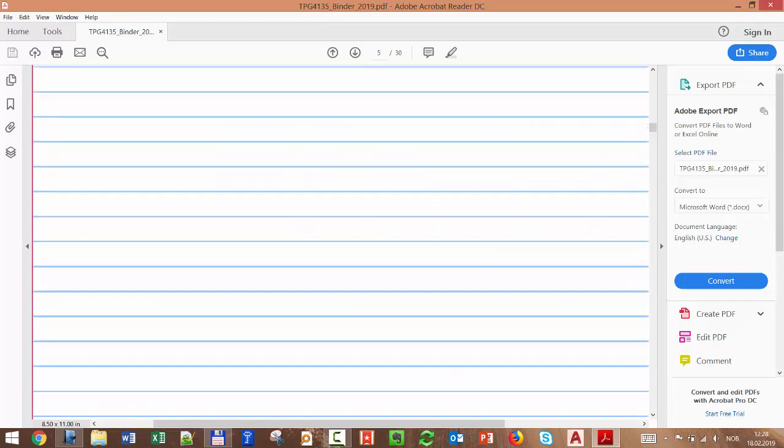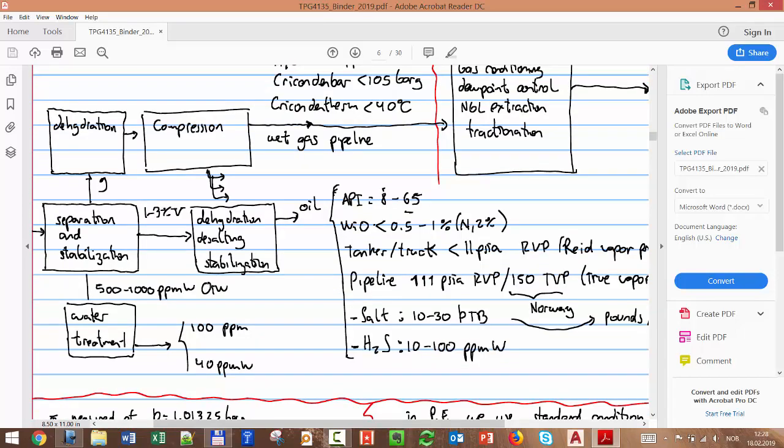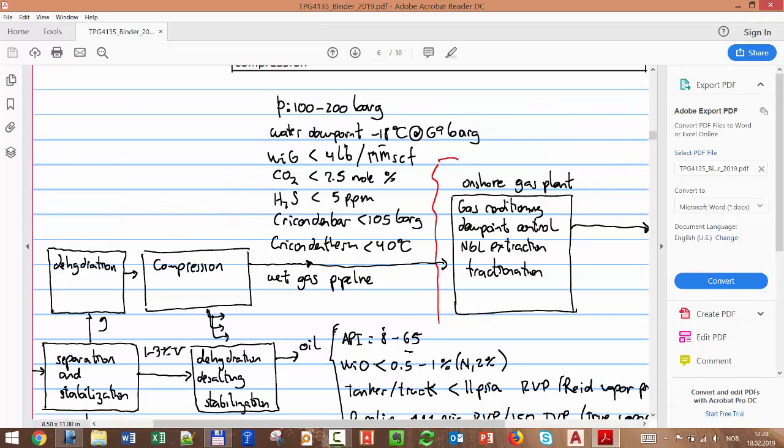I think here we had one that had the specs. Minus 18, for example, water dew point. That means that the gas becomes saturated with water at minus 18 and 69 bar. That means that if by any reason I drop the temperature to minus 20, then I will start to have free water coming out of solution, right? So that's the whole purpose. We want to take out the water. Here we have some water, but we want to bring it down even further.